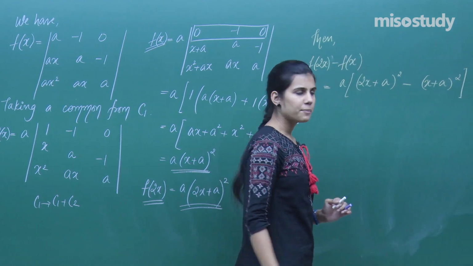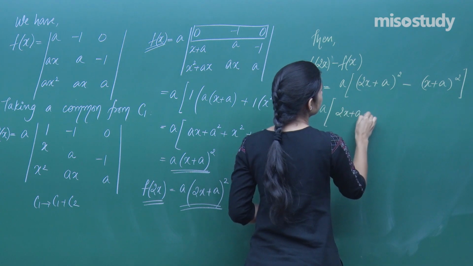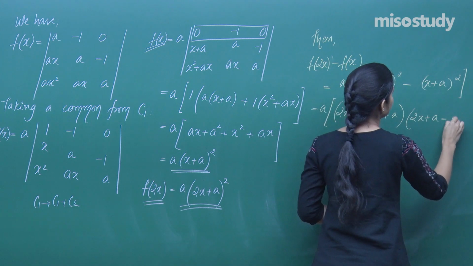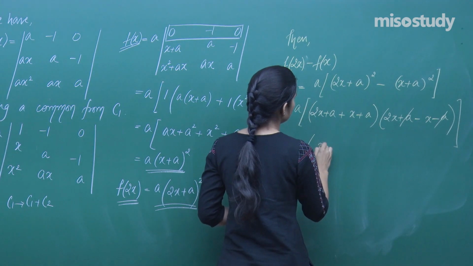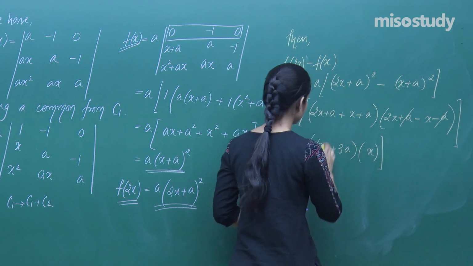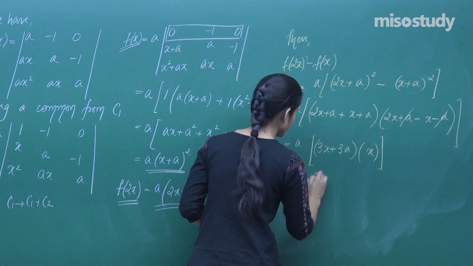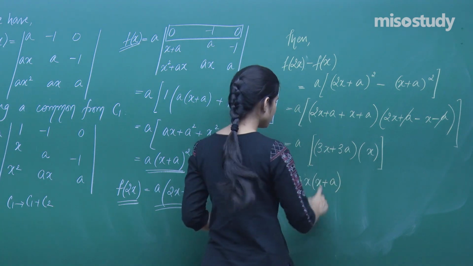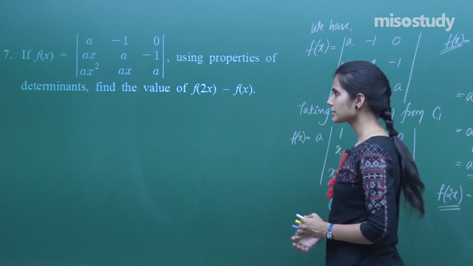Then x plus a whole square, a square minus b square, a plus b into a minus b is what it is. So a square minus b square, a plus b into a minus b. Plus a minus a cancels out, you are left with 3x plus 3a, and here it is just an x. Fine. So you have 3 common, 3 into a into x, whole multiplied by x plus a. So 3ax into x plus a is the value of f of 2x minus f of x.